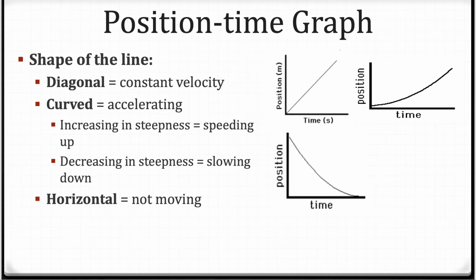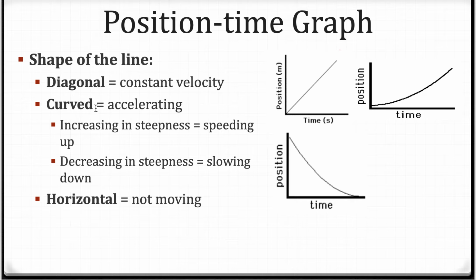Now we can interpret the shape of the line that we're looking at. With position time graphs, you can have 3 shapes: diagonal lines, curved lines, or horizontal lines. Diagonal lines mean your object is going at a constant velocity. It's maintaining the same slope the entire time. Like this one here is always sloping the same amount, so it's keeping that constant velocity.